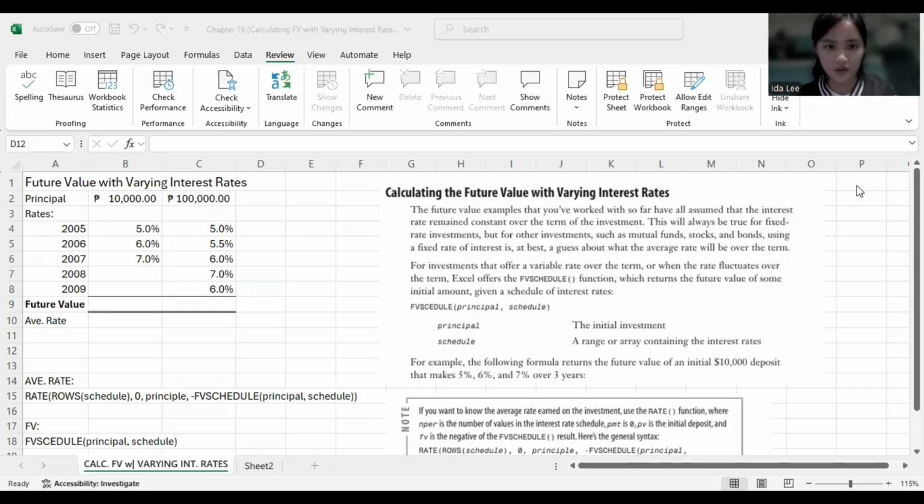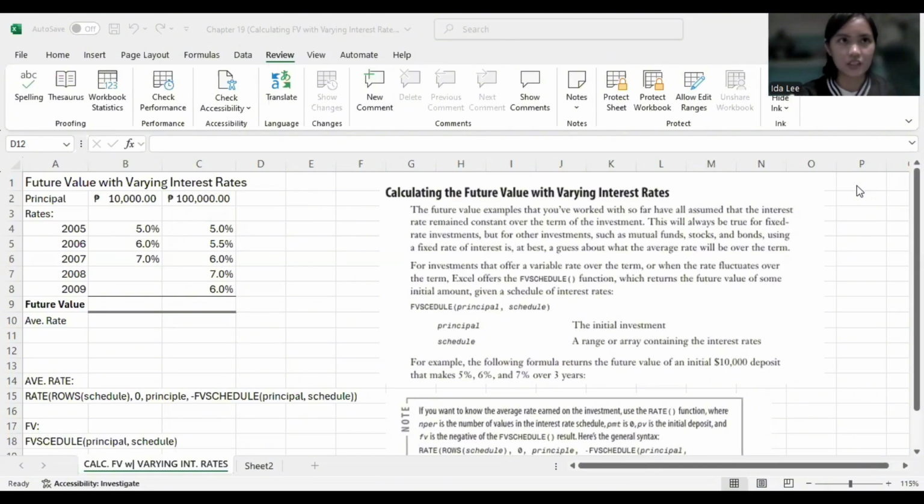So I will be showing you how we are going to calculate the future value with varying interest rates. The future value examples that we worked with so far have all assumed that the interest rate remains constant over the term of the investment. This will always be true for fixed rate investments. However, for investments such as mutual funds, stocks, and bonds, using a fixed rate of interest is, at best, a guess about what the average rate will be over the term.